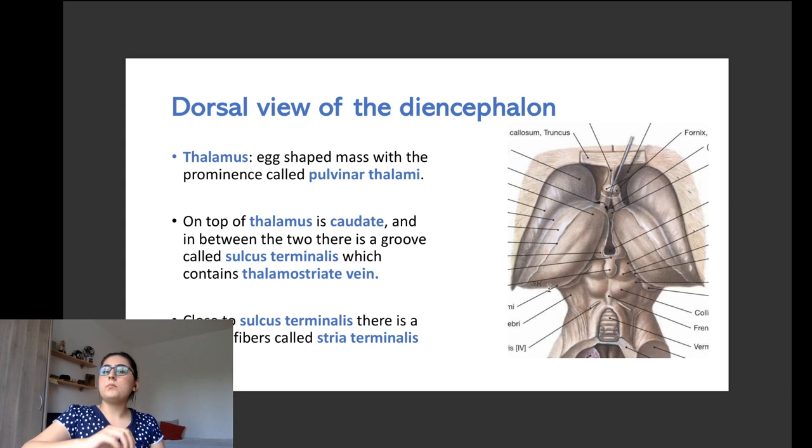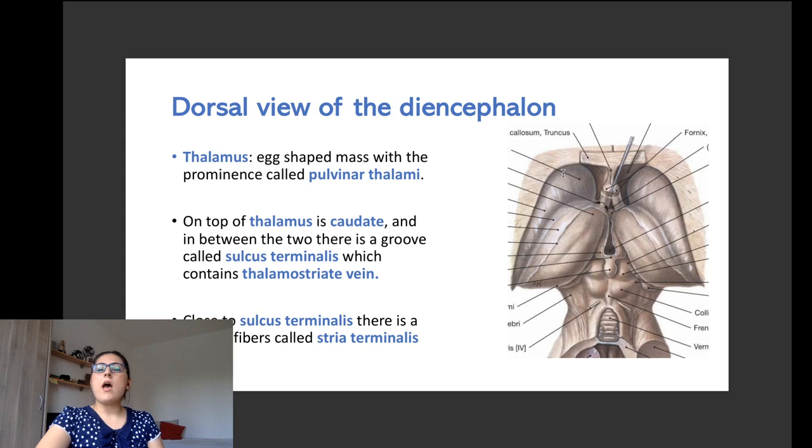You can see that this entire thing is the thalamus, but right on top of it there is another, more C-shaped, egg-shaped structure that's on top of the thalamus. It's called the caudate nucleus. This entire thing is the caudate nucleus.